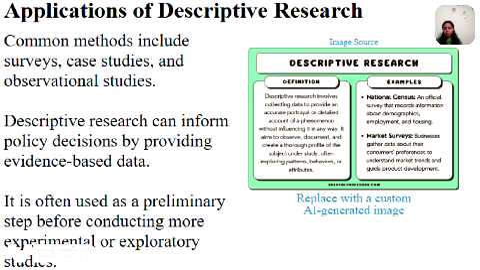When it comes to social sciences, researchers in sociology and psychology often use descriptive studies to explore social behaviors, attitudes, and cultural norms. Next comes environmental studies. Descriptive research can help in monitoring environmental changes such as pollution levels, biodiversity, and climate change impacts. It provides essential data for conservation efforts and environmental policies.